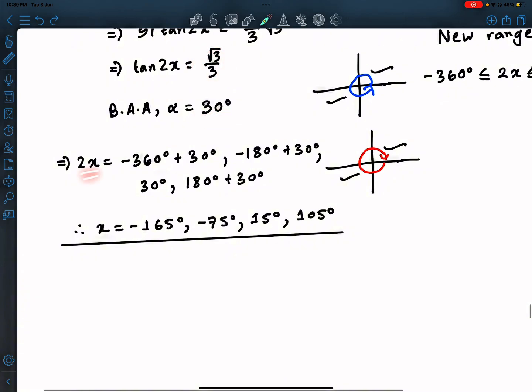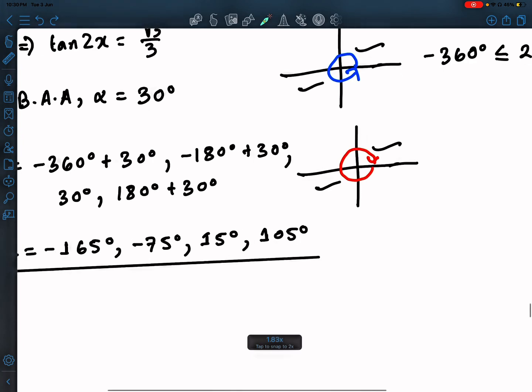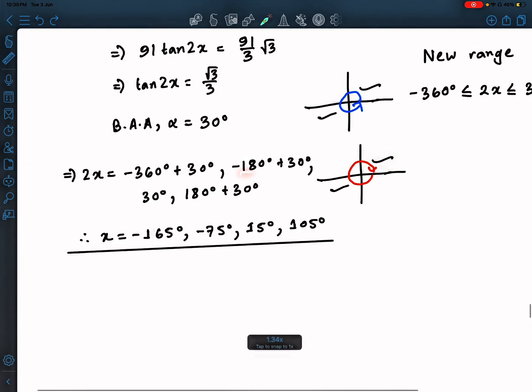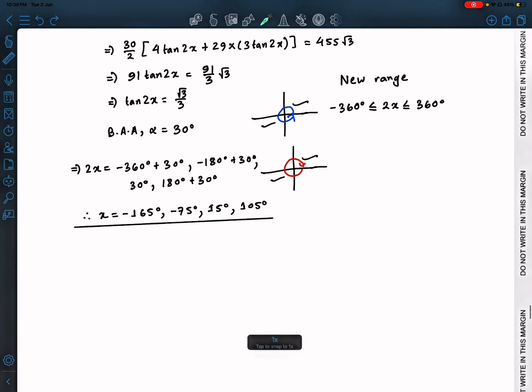And then twice x would be equal to minus 360 plus 30. That's this part of the quadrant. Then minus 180 plus 30, that's this part of this quadrant. Then just 30, that's the first quadrant. And then the third quadrant, that is this part over here, and that's 180 plus 30. And our answers are found to be these values over here. Minus 165 degrees, minus 75 degrees, 15 degrees, and 105 degrees.